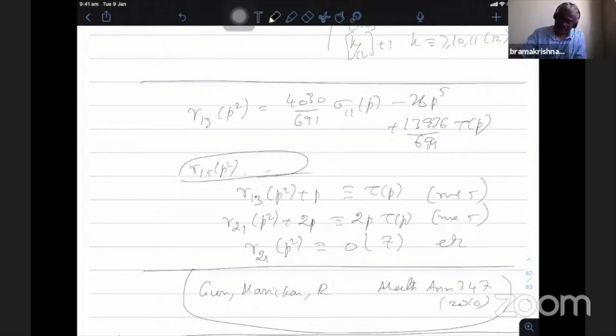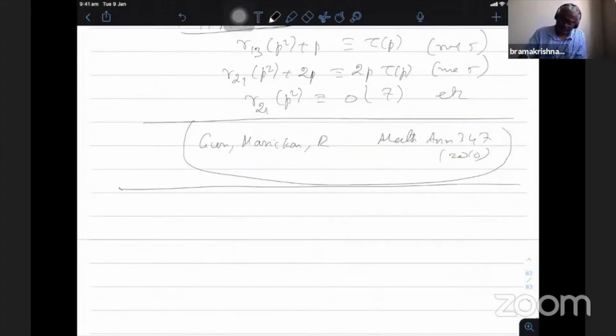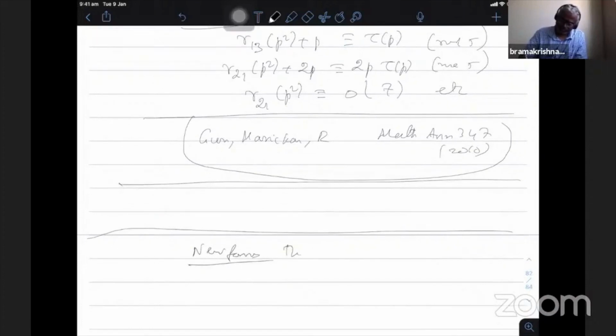I just mentioned some of the results, which I think one has to see for newform theory. Again, this is not complete. Whatever I am saying, newform theory. There is a recent work of Balesh Kumar and Manikam. Before that, there is a paper of myself with Manikam and Jaban.